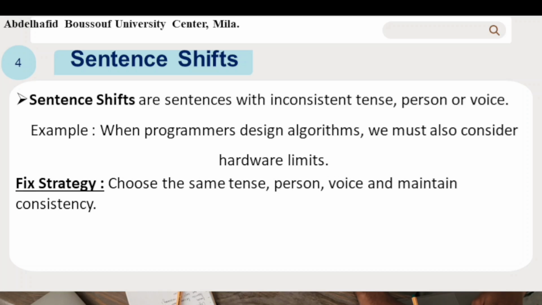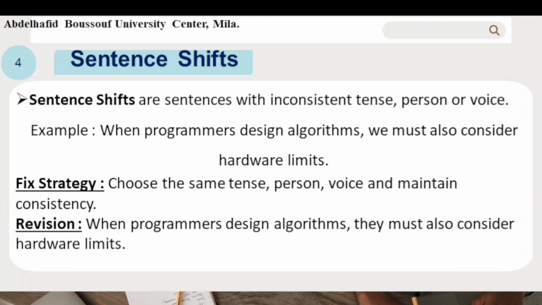Choose the same tense, the same person, the same voice. By voice, we mean active or passive voice. And maintain consistency. Consistency means you use the same structure all along the whole sentence or the whole list. How to fix it? When programmers design algorithms, they must also consider hardware limits. Why did you say we? You said programmers, you have to say they.